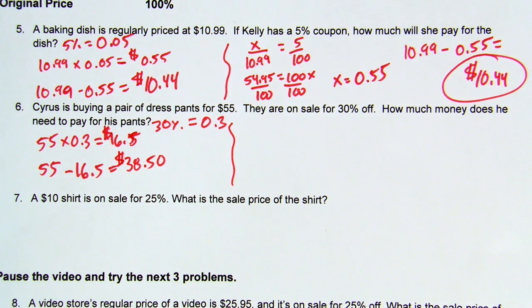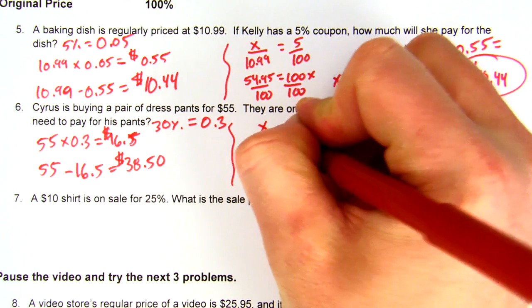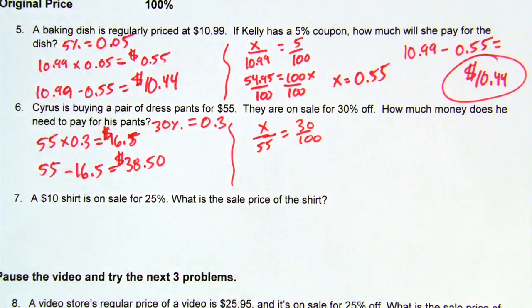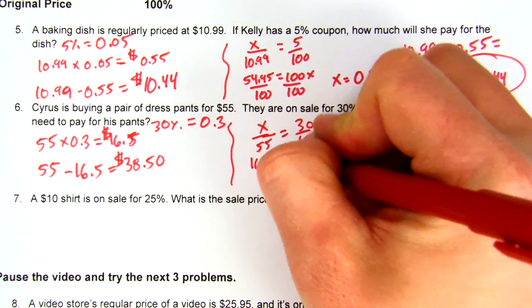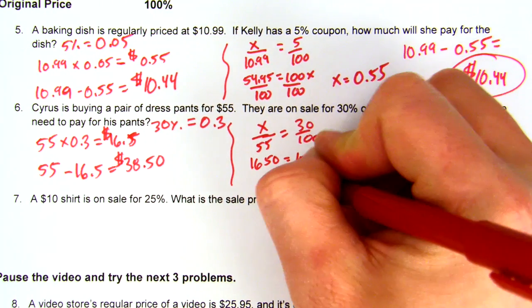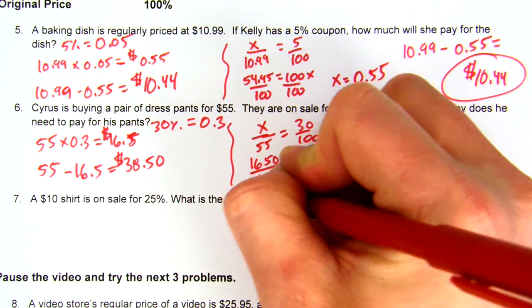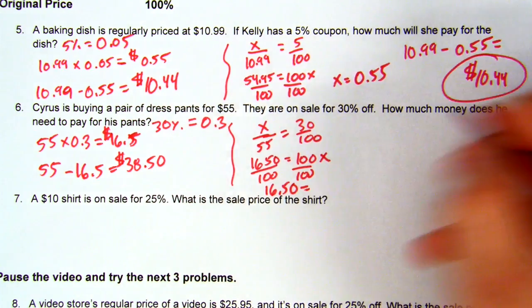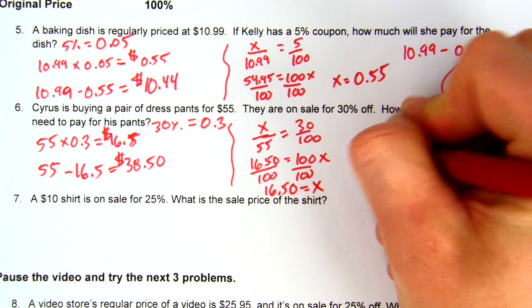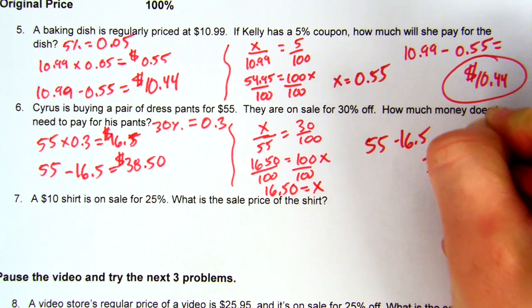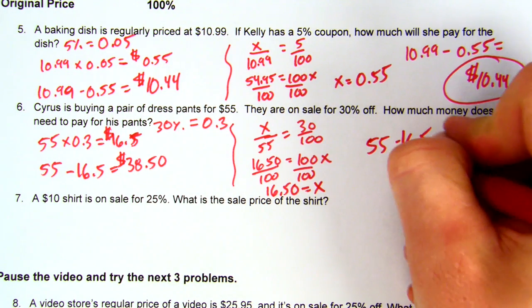Okay. I'll do it in the proportion method. So I have my discount amount, which is my variable, over the original price of $55, and it's 30% over 100. Cross multiply. It's 1650 equals 100x. Divide by 100 on both sides, and I get 1650 over 100, which is my discount amount. Subtract it off, and the same answer, $38.50.